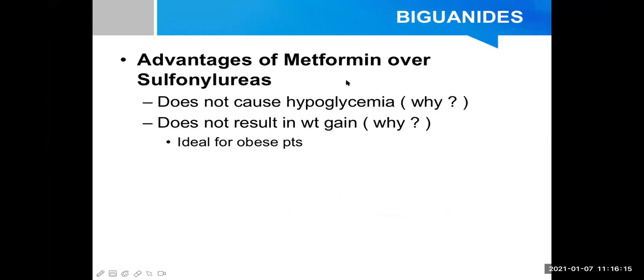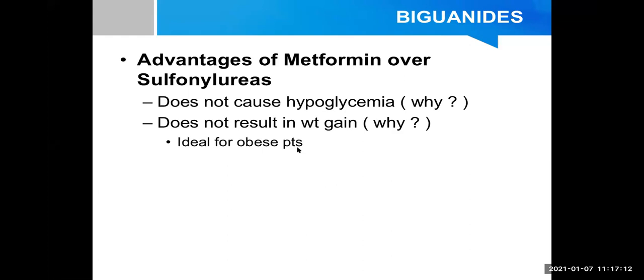Now, what are the advantages of metformin over sulfonylurea? An important question asked of students. Why is metformin so popular these days in the management of type 2 diabetes? Metformin doesn't cause hypoglycemia. And why is this? Because of no effect on insulin, no secretion of insulin. I'm sure you can answer this correctly if this question is asked anytime. Because they don't cause excessive release of insulin from the beta cell, they do not cause hypoglycemia. Remember this. And they do not lead to weight gain for the same reason. They are ideal for management of obese patients who have diabetes, especially type 2 diabetes.